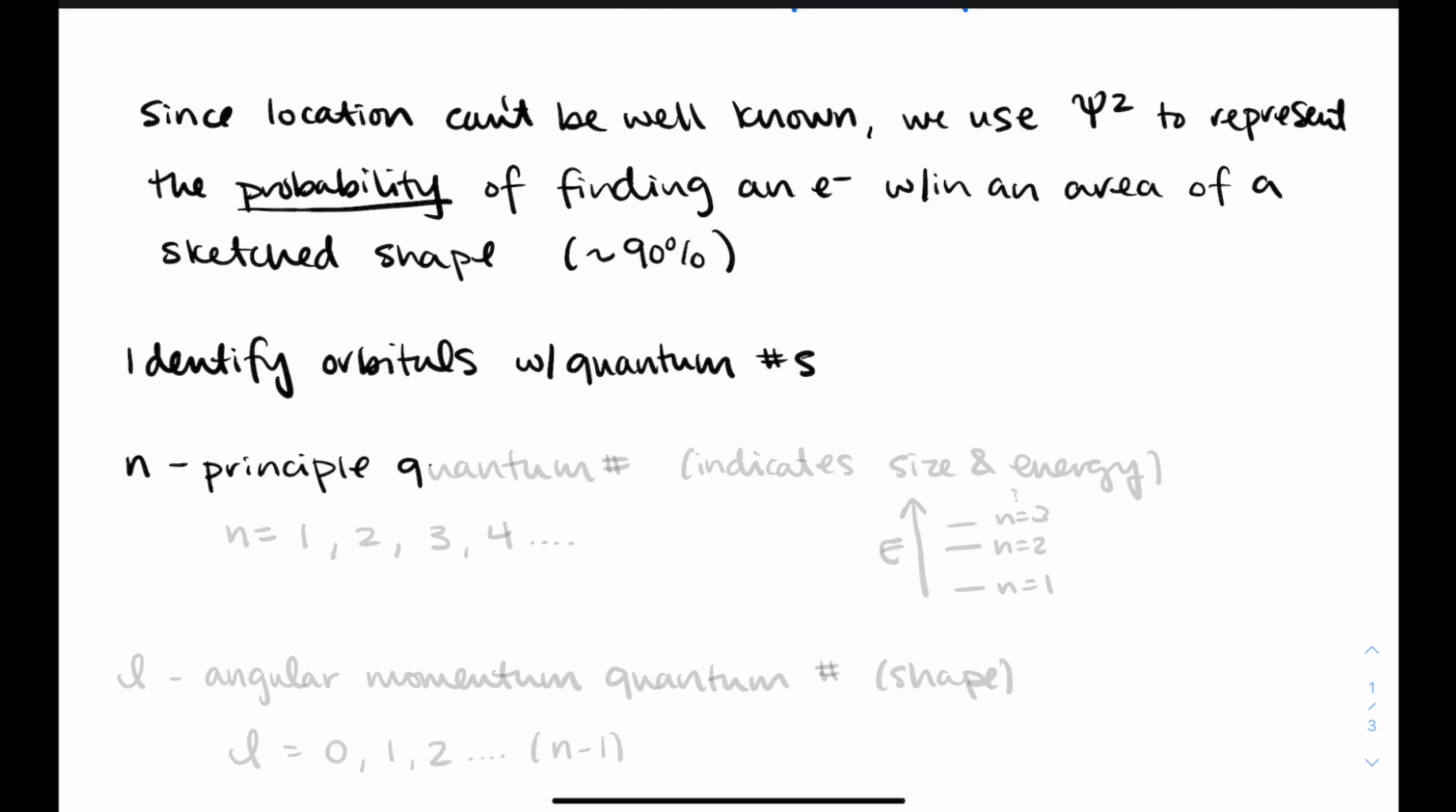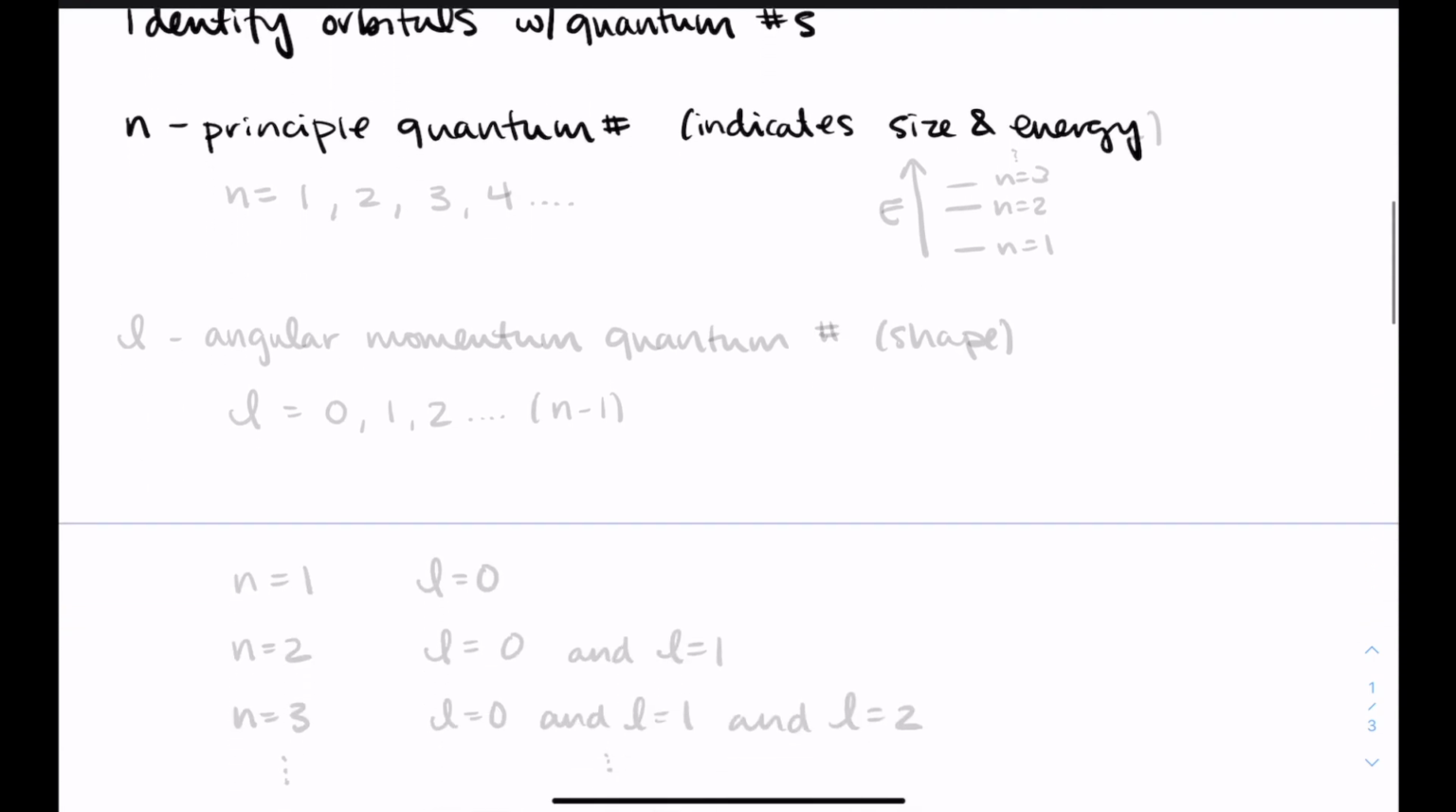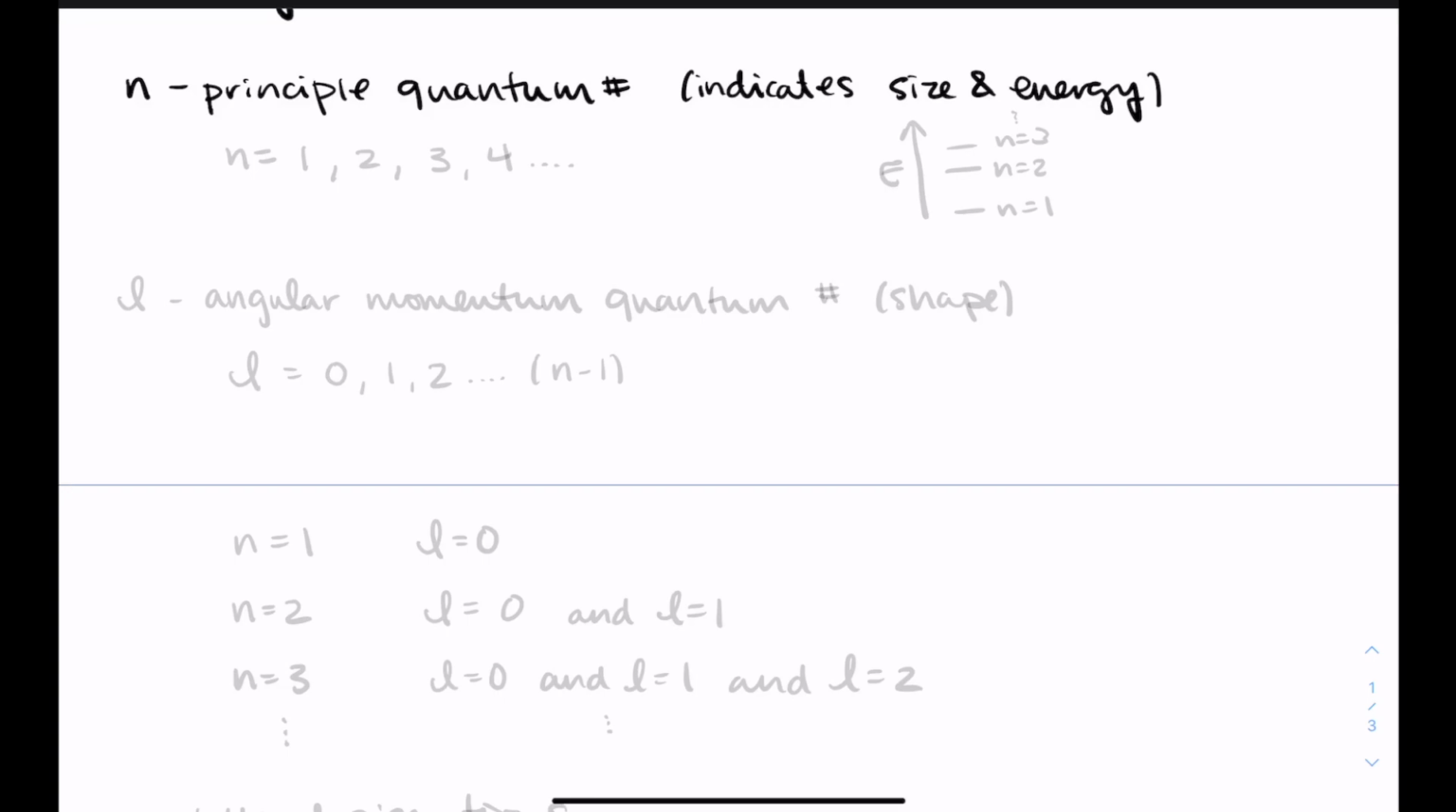There's also a quantum number that we label as l. That's the angular momentum quantum number. And this gives us the general shape. So the angular momentum quantum number can be 0, 1, 2. It also goes up in whole numbers, but the limit is n minus 1. So that means if n is 1, n minus 1 is 0. So the limit at n equals 1 is this one value of l equals 0.